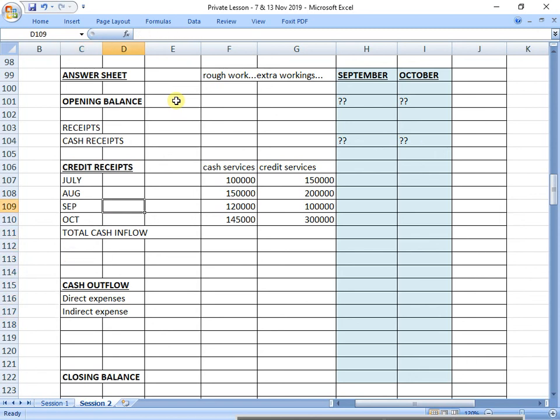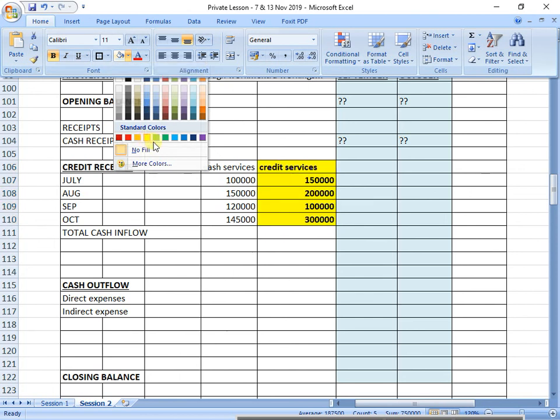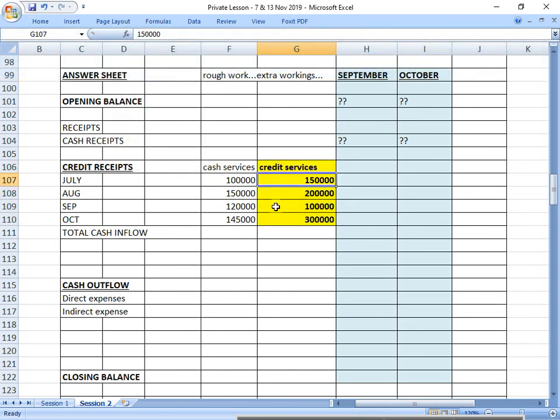Okay, so let's go look at this. What are they talking about? Debtors. So are they looking at cash or credit? Correct. They say in the question, 70% in the month following the month of the sale. So when did I sell the service? In July. When am I going to collect? In August. Is August part of the budget? Yes. No. September and October. Still looking at July.